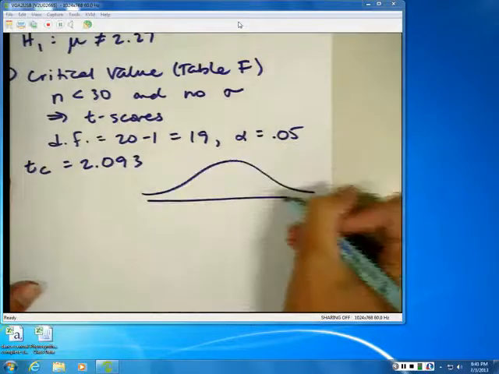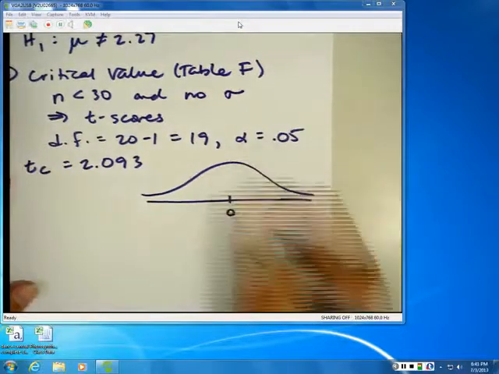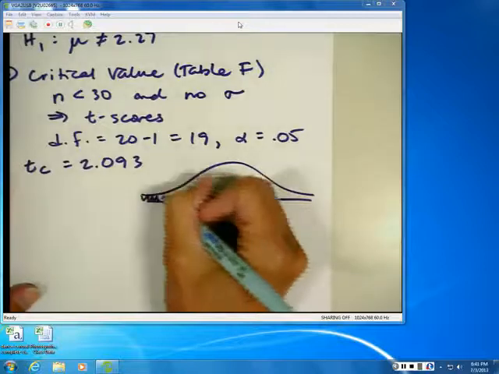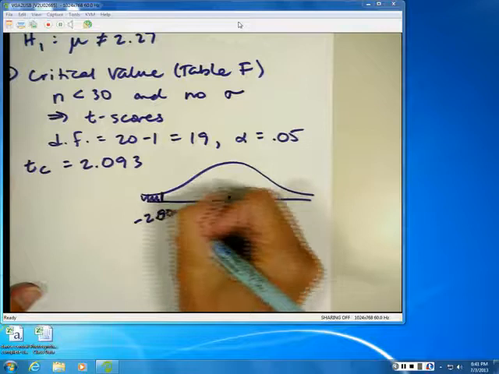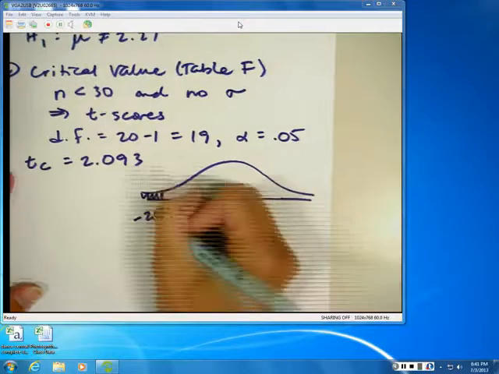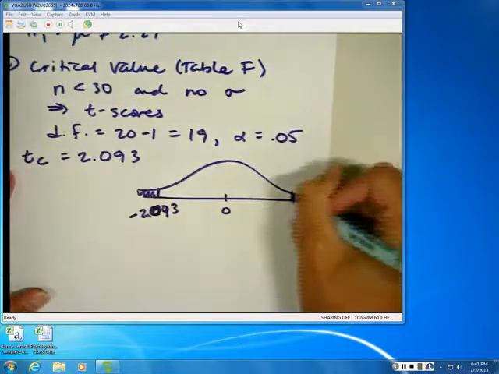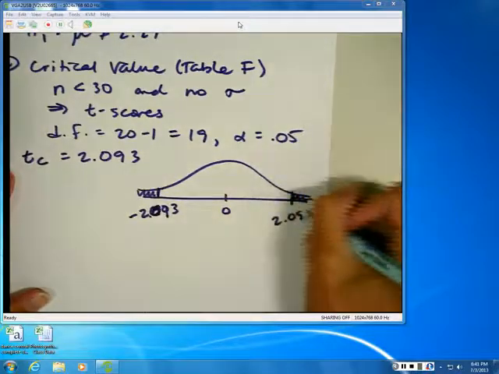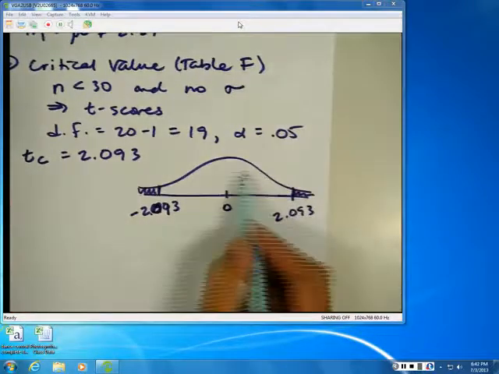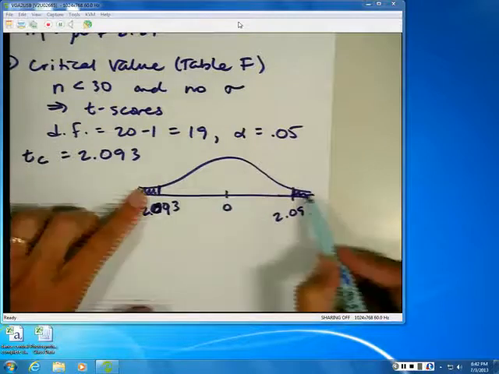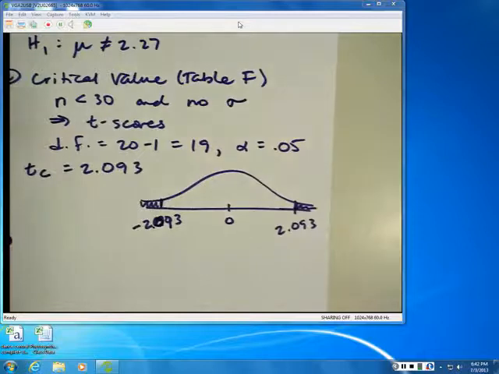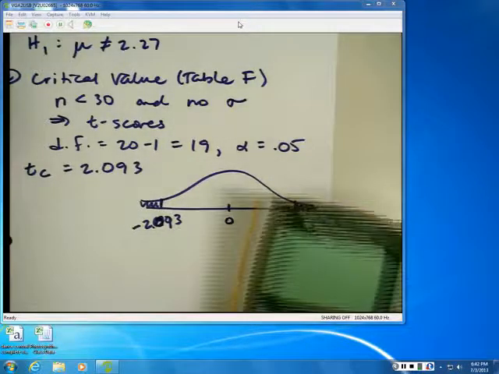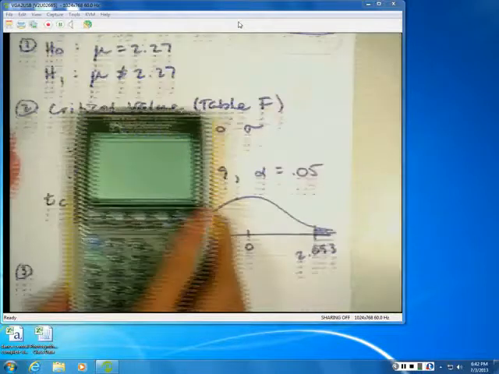So if I go ahead and put up my t-scores, there's a rejection region cut off at negative 2.093. And here's my upper tail cut off at positive 2.093. Okay, there's my setup. Fail to reject in the middle. Reject the null hypothesis on the ends. Step number 3. I'm going to put it into the other calculator this time. So let's see, step number 3, grab my data here.